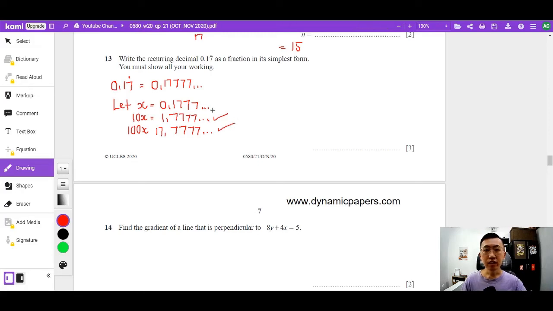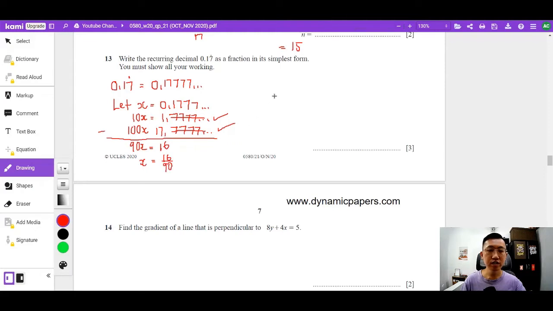Take these two values minus each other, so put a minus and underline. Take the bigger value, which is this line, minus the top line. So 100x minus 10x, you will get 90x. This number right here minus the top part, you notice that the back part actually cancels off each other. So basically 17 minus 1, that would be 16. So finally, your x value is actually 16 over 90.